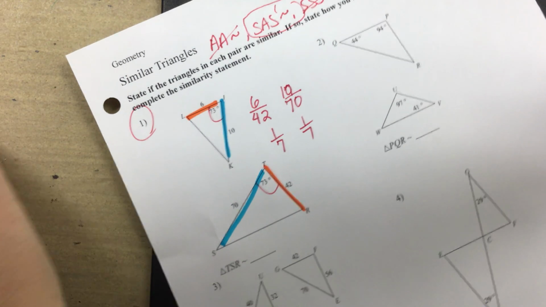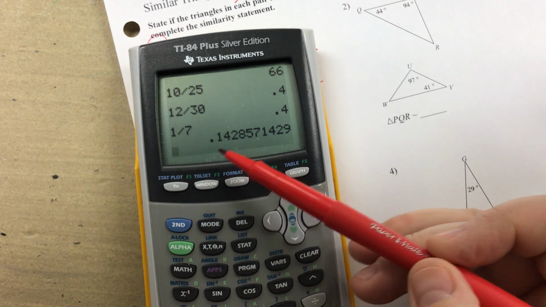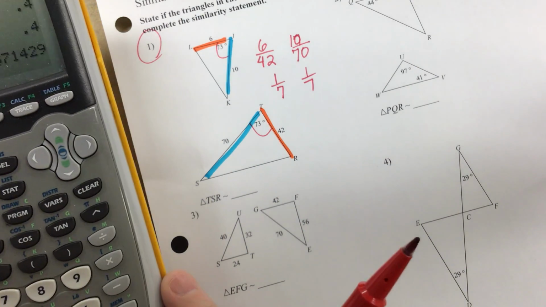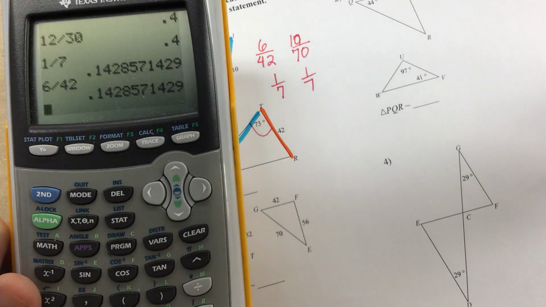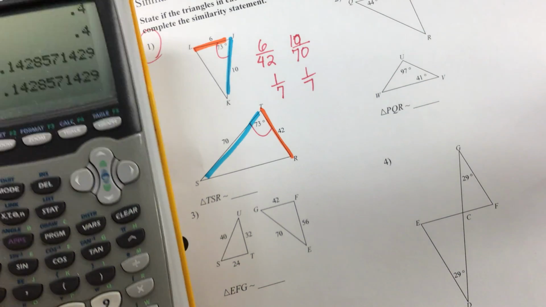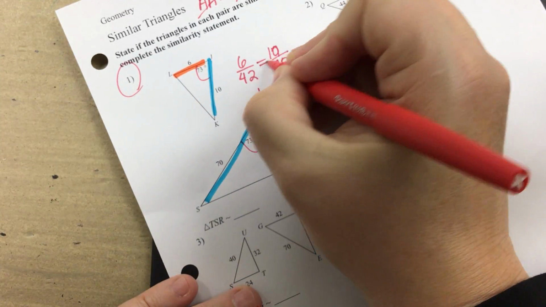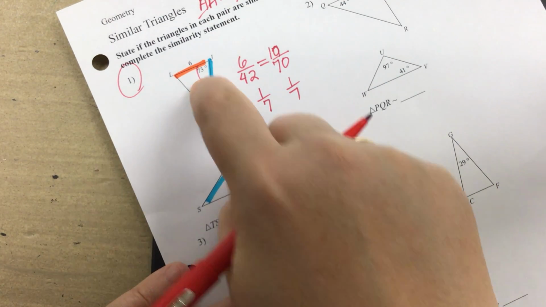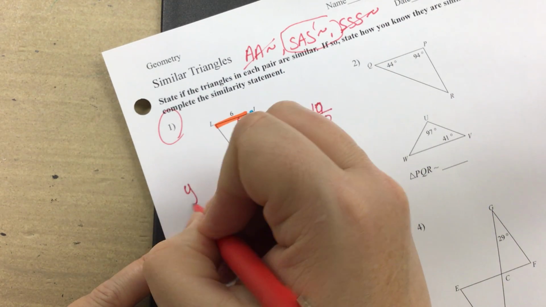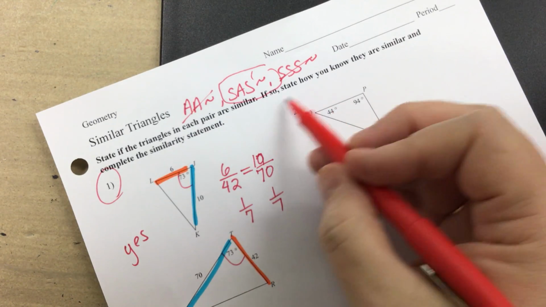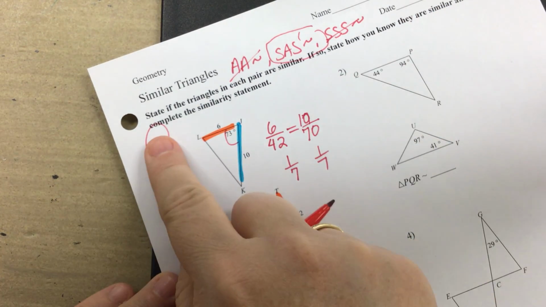Or if you divide it on your calculator, you get this decimal of 0.14, it doesn't repeat, it just keeps going. And I can get that by taking 6 divided by 42, or 10 divided by 70, you get that same decimal. So again, these are equivalent, so that gives me side-angle-side. So state if the triangles are similar. My answer would be yes. If so, state how you know. It is side-angle-side similarity.